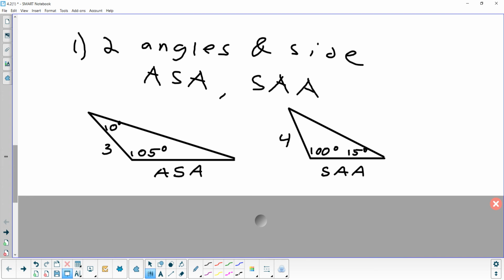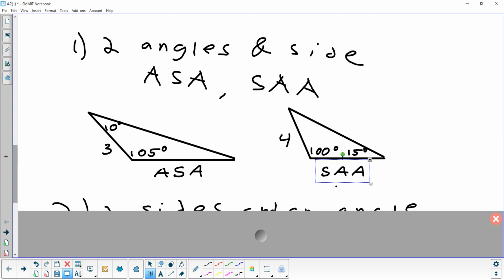On the left is an example of angle, side, angle. The side that they gave you is between the 2 angles. It connects them. The one on the right, they gave you 2 angles, and the side they gave you this time is not the one that connects them. The bottom one is the one that connects them, and you don't have that one. So we call that angle, angle, side. You can write it this way too. This means the same thing. SAA, AAS, it doesn't matter.